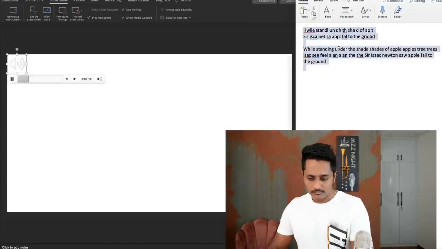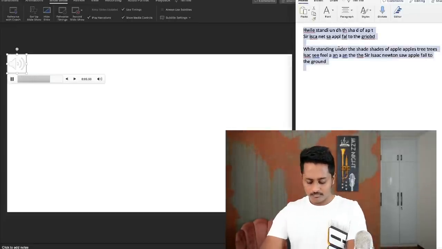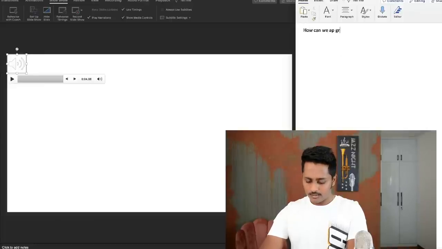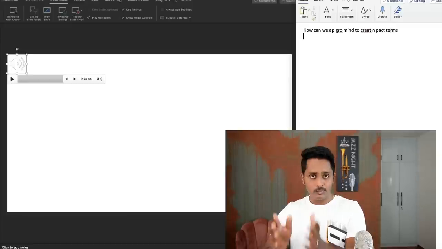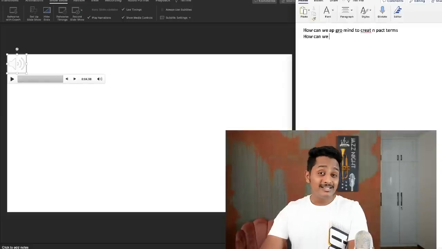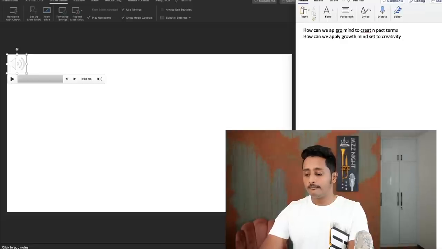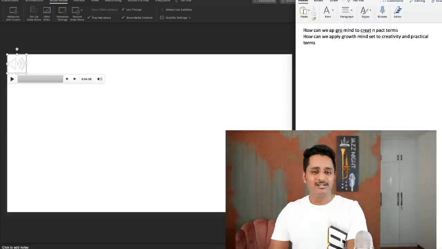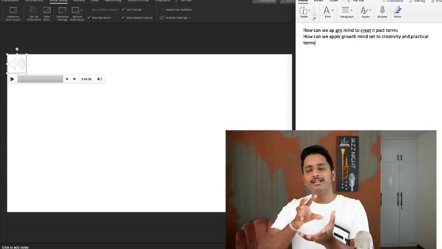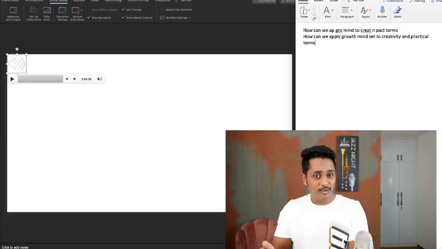How can we apply the growth mindset to creativity in practical terms? This is what I wrote. Then how can, because I'm understanding it, apply growth mindset to creativity and practical terms. Now I read it. How can we apply growth mindset to creativity and practical terms? I think, how do you apply the creativity in practical terms, probably, or to practical terms?